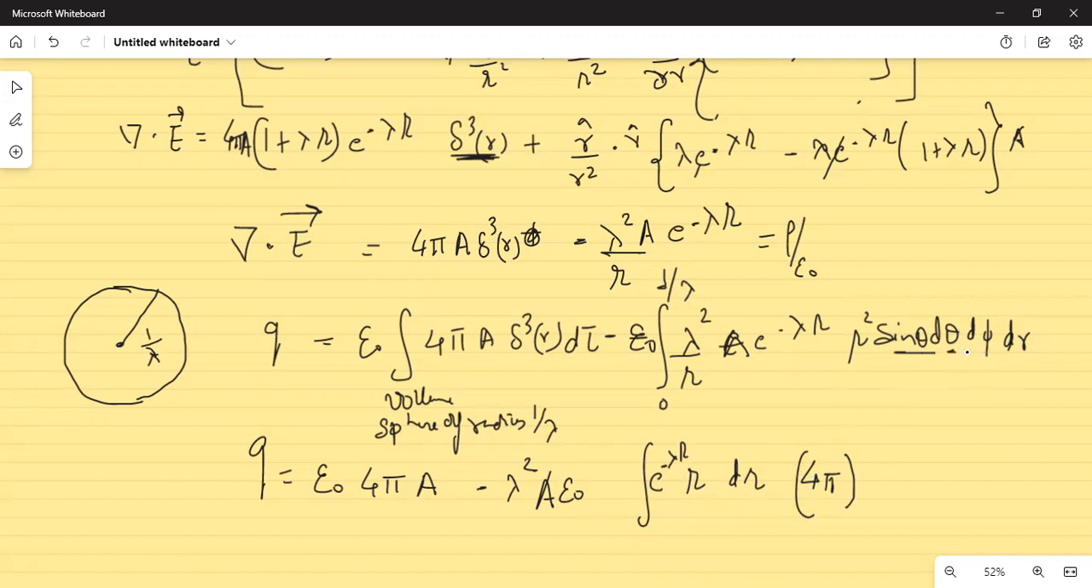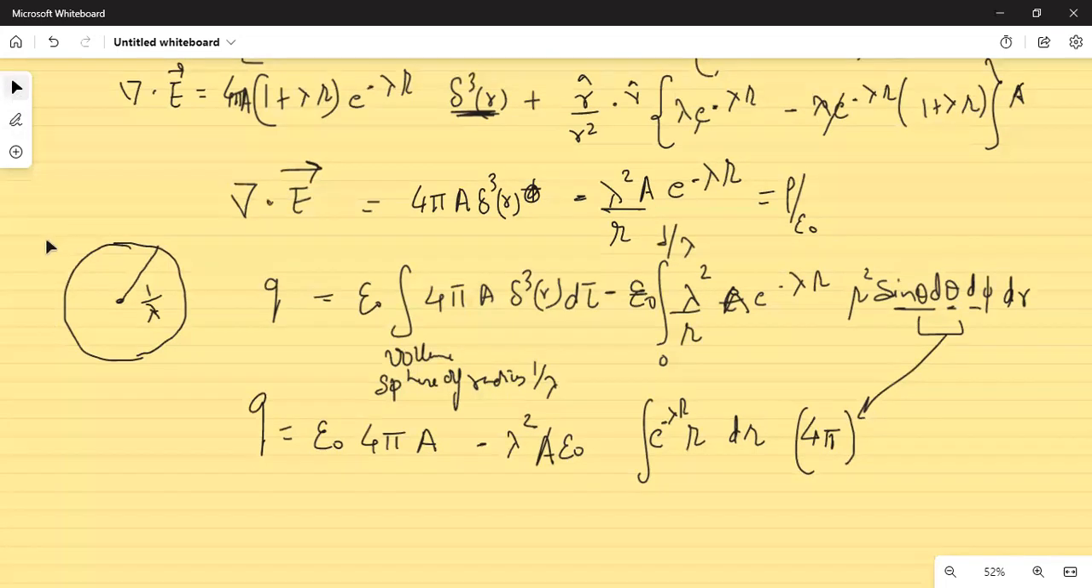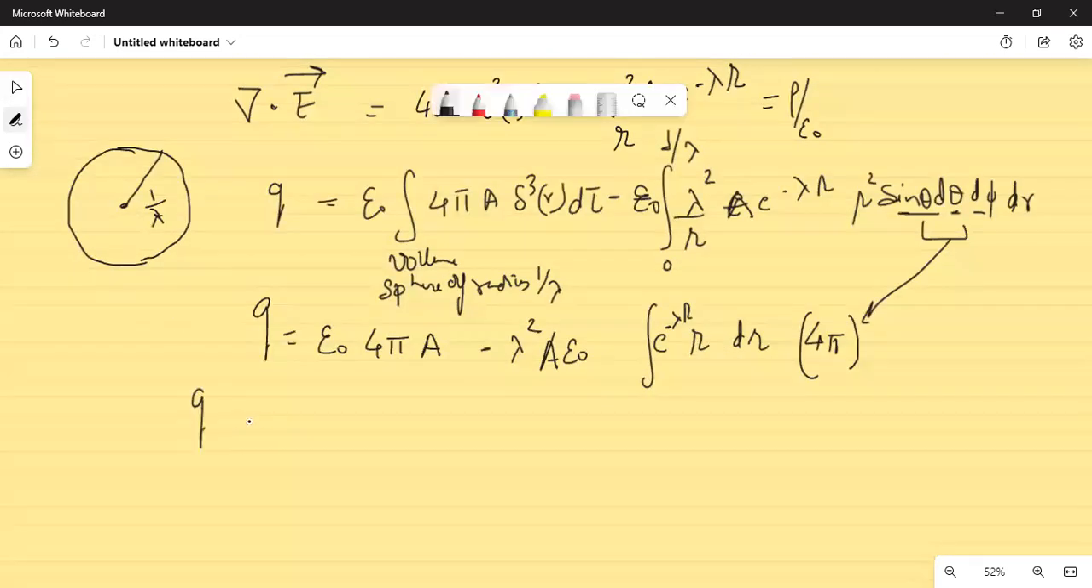So sine theta d theta d phi integrated over the entire sphere will give you 4 pi from here. And this particular radial term I'm writing. So lambda square I've taken out, a I've taken out, epsilon naught I've taken out, r and r will be here, r e to the power minus lambda r, and this will be it. Now, if I go ahead, the total charge enclosed will be 4 pi a epsilon naught minus lambda square a epsilon naught, and then what will be the value if I integrate from 0 to 1 upon lambda?